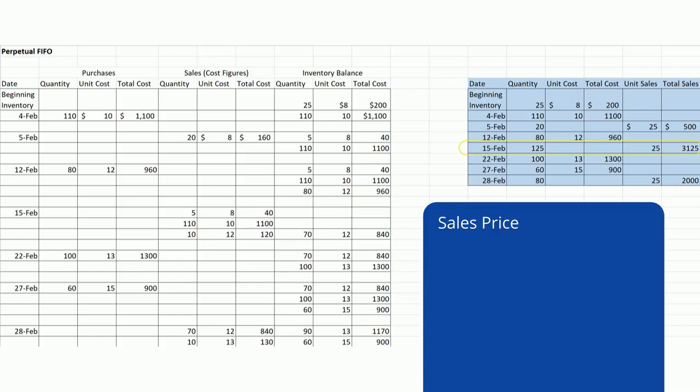Let's assume this was a cash sale. We would debit cash for $3,125 and credit sales revenue for $3,125. The second entry records the inventory cost.